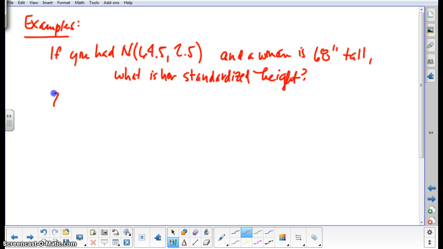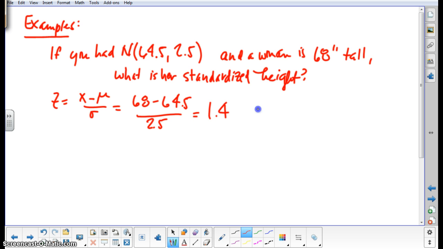And so we just set up our equation. Z is equal to x minus mu over sigma. And that would be 68 minus 64.5 over 2.5. And her standardized height is 1.4. And that's positive, meaning that she is above the mean. And in fact, she's 1.4 standard deviations above the mean. So she is above average.